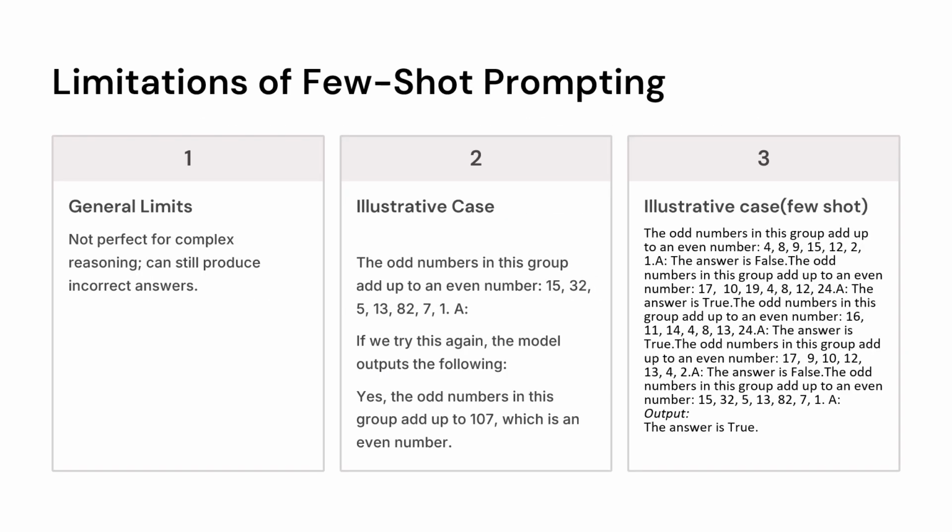Even though few shot works pretty well in a few cases, it also struggles with complex reasoning tasks. As we could see, here we have to perform a task: whether the sum of the odd numbers in the group adds up to an even number or not. Without providing any example, it answered incorrectly. But even though we gave it a few examples of what it needs to answer and how it needs to do the working, it still struggled with giving the correct answer.